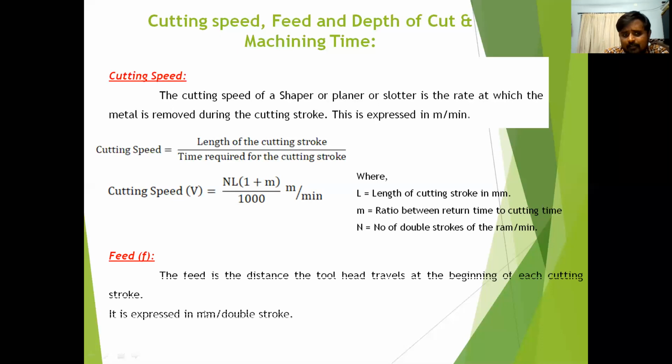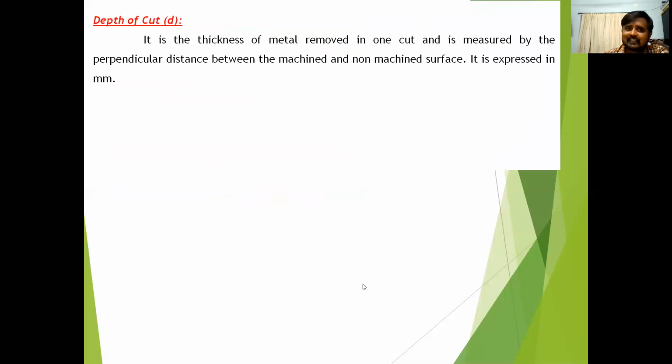Coming to the feed: the feed is the distance the tool head travels at the beginning of each cutting stroke. It is expressed in mm per double stroke. Next is the depth of cut. It is the thickness of the metal removed in one cut, measured by the perpendicular distance between the machined and non-machined surface. It is expressed in mm. We covered the same definitions in the lathe machine.